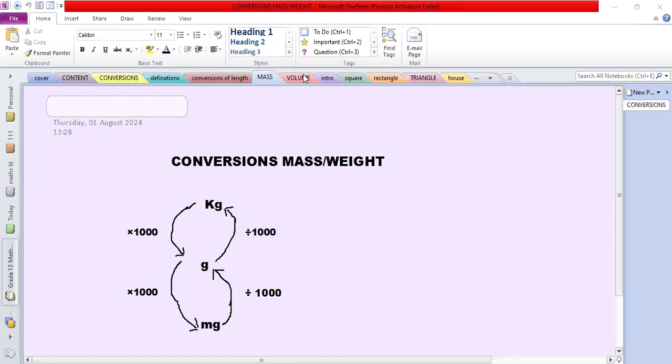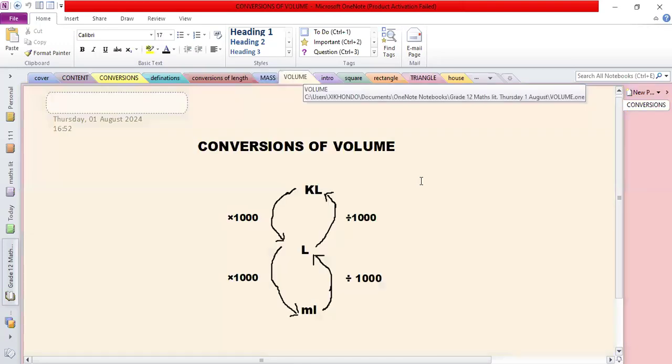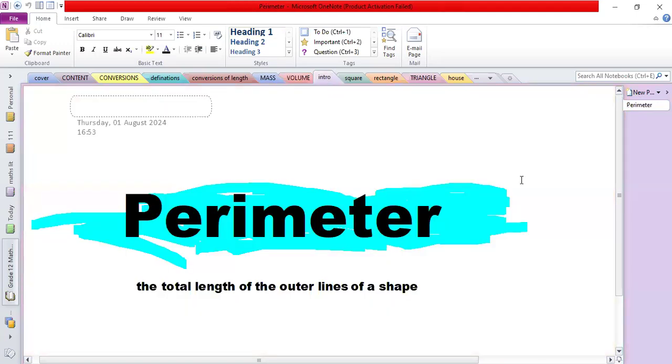Thank you. If you were not joining us on the last session, can you please take a screenshot on this page also? This is the conversion of volume. If you were not joining us, please take the screenshot on this one. This is the definition of perimeter. Perimeter is the total length of the outer lines of a shape.